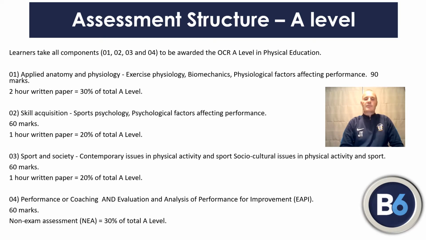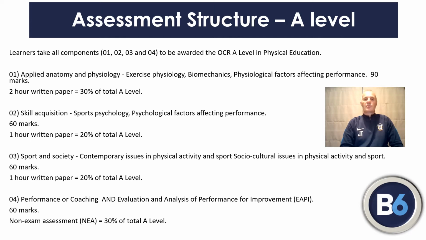Applied anatomy and physiology, exercise physiology, biomechanics, physiological factors affecting performance, is worth 90 marks on a 2-hour written paper, which is worth 30% of the A level. Skills acquisition, which includes sport psychology, psychological factors affecting performance, is worth 60 marks, and that's a 1-hour paper, which is 20% of the total A level.